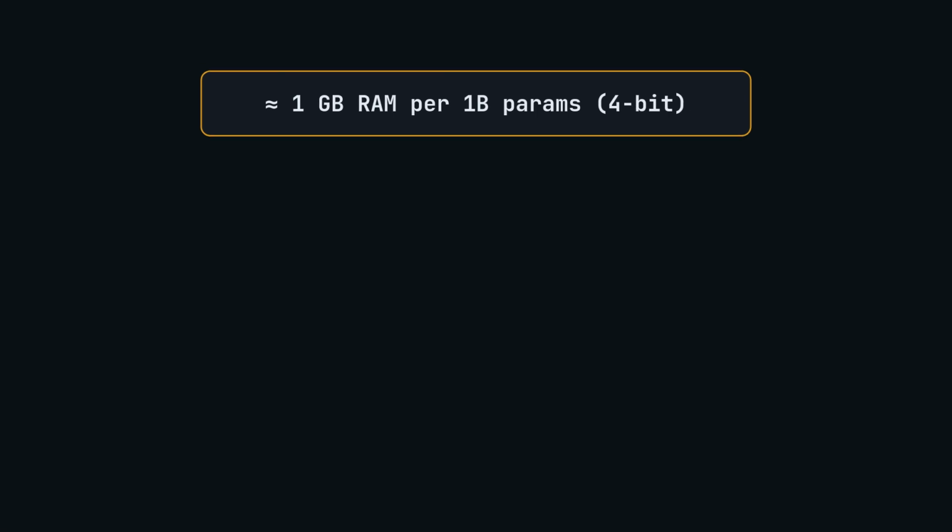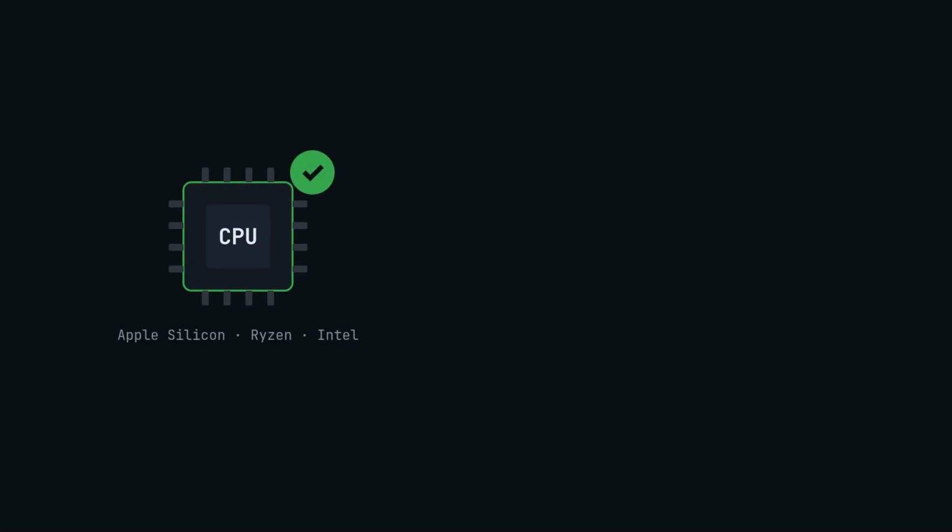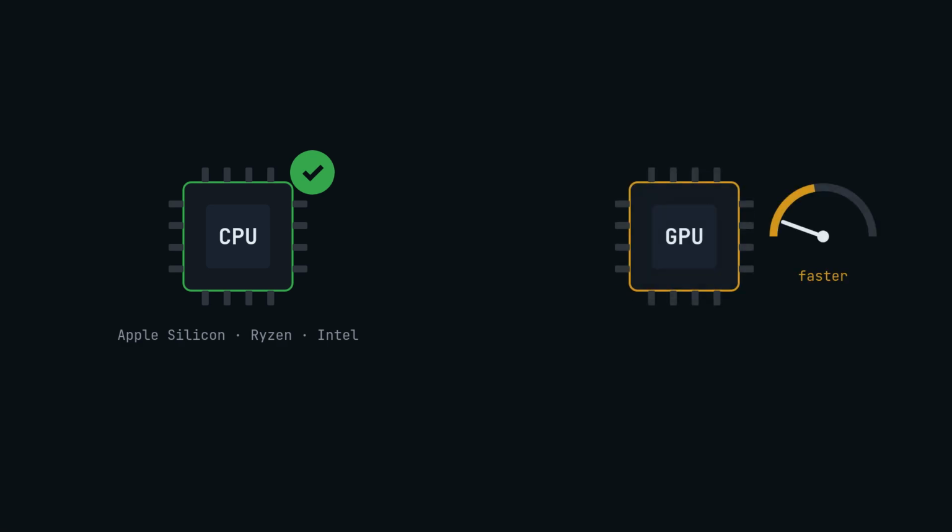So here's the rule of thumb. At 4 bits, budget roughly 1 gigabyte of RAM per billion parameters. 8 gigs of RAM handles a 7 billion parameter model. 16 gigs stretches to 13 or 14 billion. No GPU required? Apple Silicon and modern CPUs manage small models fine. A graphics card just makes them faster.